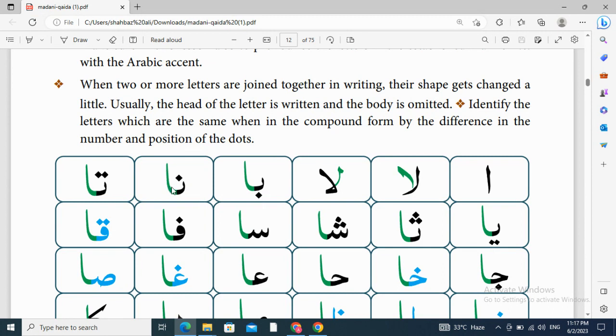Noon alif, noon alif. Next, this letter is ta, because ta has two dots at the top. Ta alif, ta alif. Next, this letter is ya, because ya has two dots at the bottom. Ya alif, ya alif.